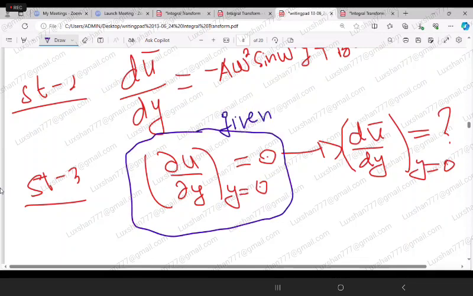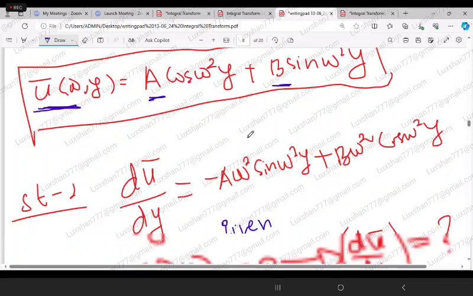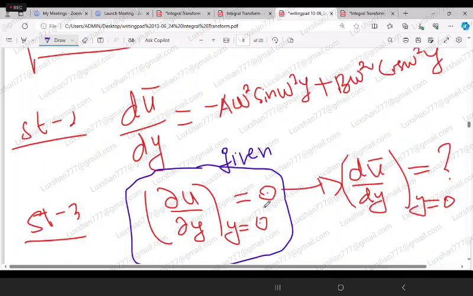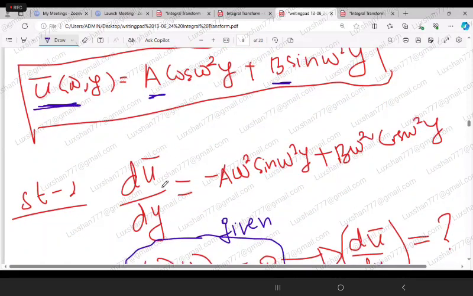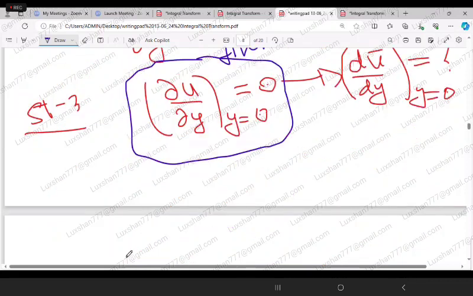Okay, this one is given. Why? Because we cannot use this one, because the function we have is u bar. We want to find a and b. In order to find a and b, we are going to use the initial condition. But the initial conditions are given for u, and we want this in terms of u bar. Therefore, we take the Fourier transform.